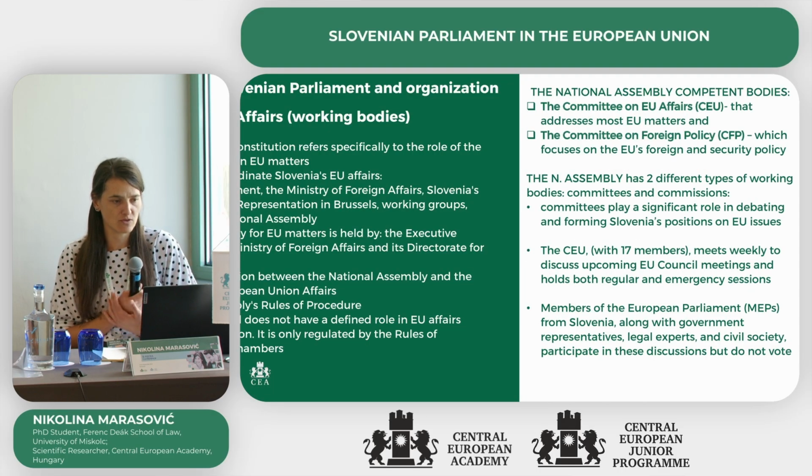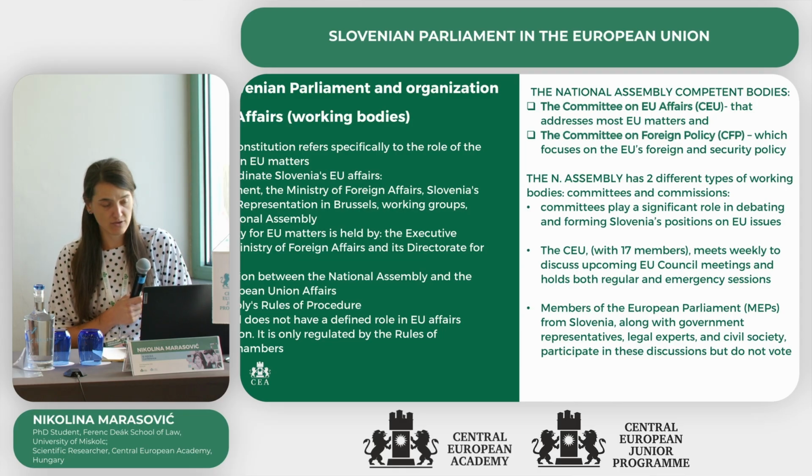So when it comes to the role of Parliament and other organizations in EU affairs, including its working bodies, the Slovenian constitution primarily refers specifically to the role of the National Assembly on EU affairs, and its Article 3 states that in cases relating to Slovenia's EU membership, the government must inform the National Assembly promptly of proposals for EU acts and decisions, as well as its own related activities. So the National Assembly may adopt a position on the EU affairs, which the government must take into consideration.